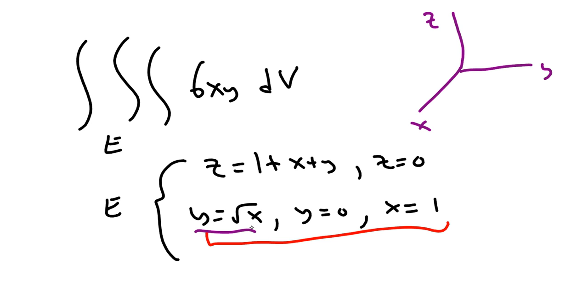And let's look at this one, y equals square root of x. That's just a graph like that, y equals square root of x in the xy plane. We know x equals 1 is a vertical line like this. y equals 0 means that we're staying on the x-axis. So this is the area we're integrating over.